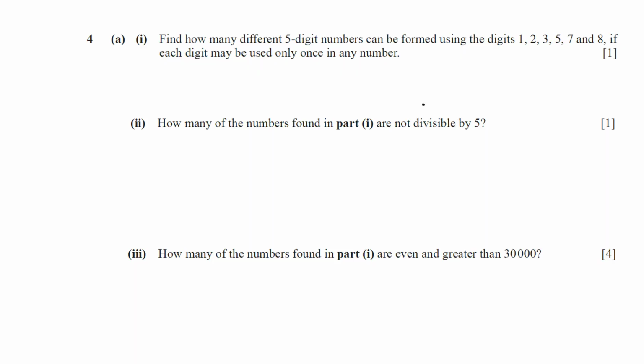Here, the first question asks how many 5-digit numbers can be formed using 6 given digits. So in school, we learned it as nPr. Out of 6, we need to choose 5 and arrange them. So 6P5, which will be 6 factorial divided by (6 minus 5) factorial.